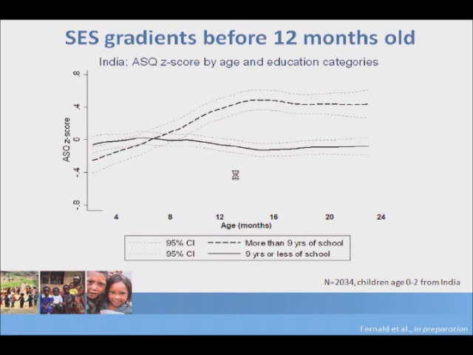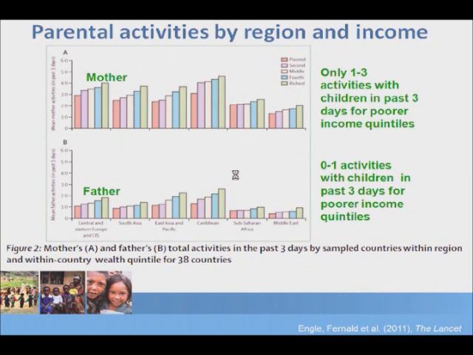So a critical question that emerges is, what is the cause for this gradient? We know that a root cause is poverty, and we know that there are a lot of intermediate behaviors that can link poverty to these cognitive outcomes in children. So one explanation has to do with parental involvement. What you see here, and this again is from the Lancet series, is a summary of data from 38 lower and middle income countries looking at maternal and paternal activities with their children in the last 3 days. So the activities could be reading a book, taking a walk, going to the park, going to visit a friend.